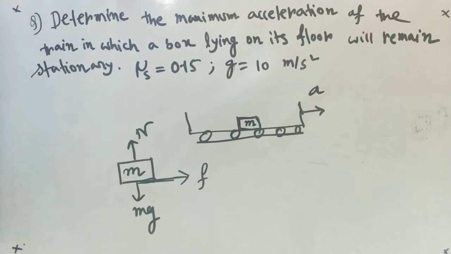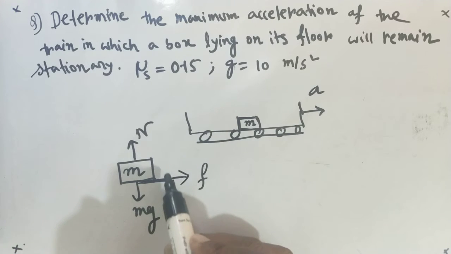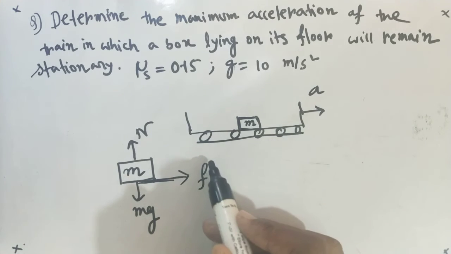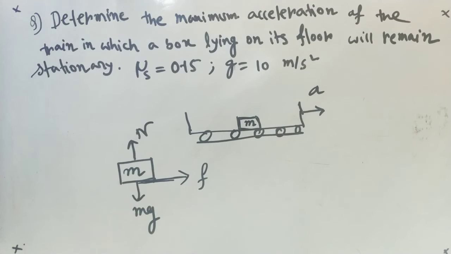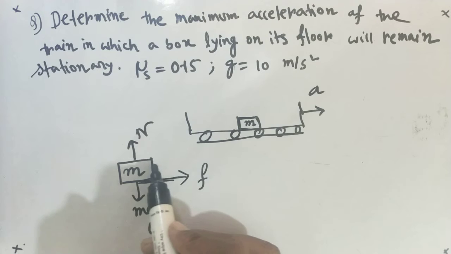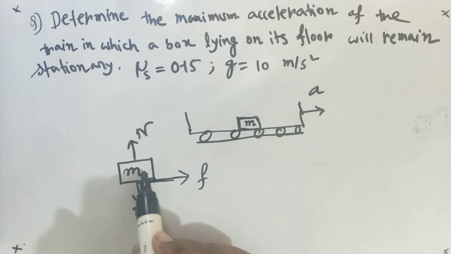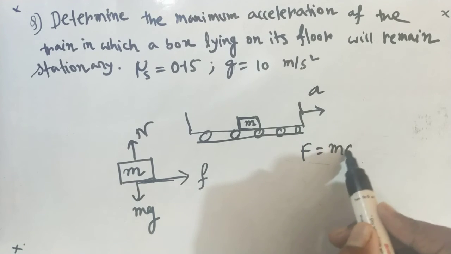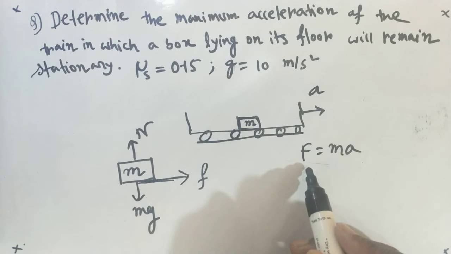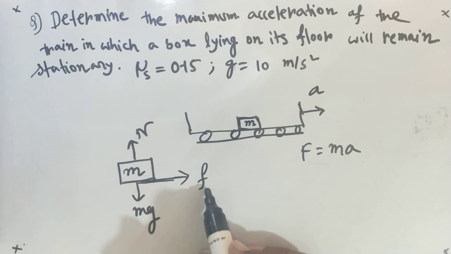Now if the block remains stationary, then this F should be equal to mass into acceleration, because the force acting on this block due to this acceleration is mass into acceleration. F is equal to ma. So this F should be less than or equal to the limiting friction, then only the block will be at rest.